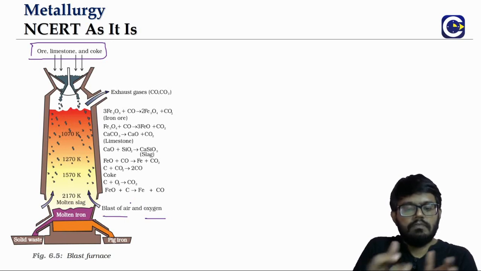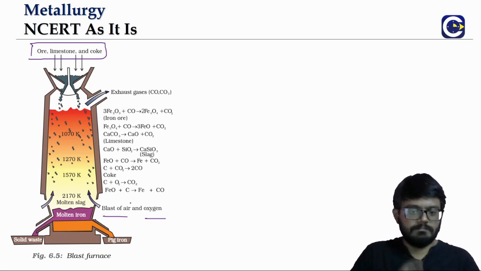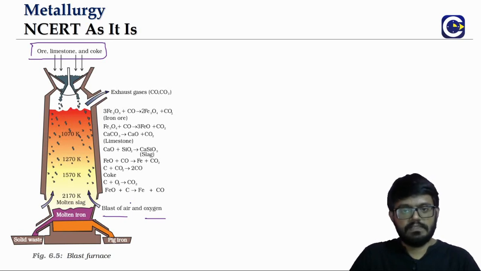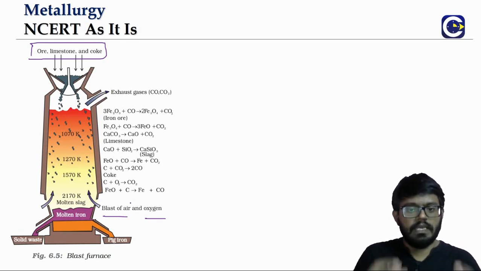So usually you will have something called copper tuyeres. Okay, so pipes will be there. Through that we will be blasting. That's why it is called what? Blast furnace. You will pump the air, oxygen mixture in terms of blasts.